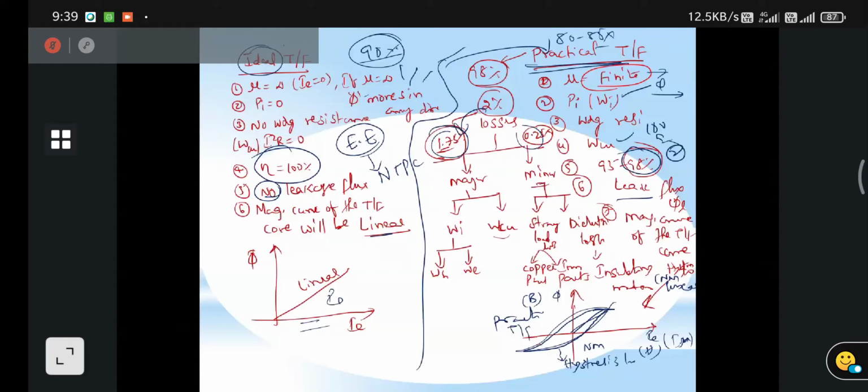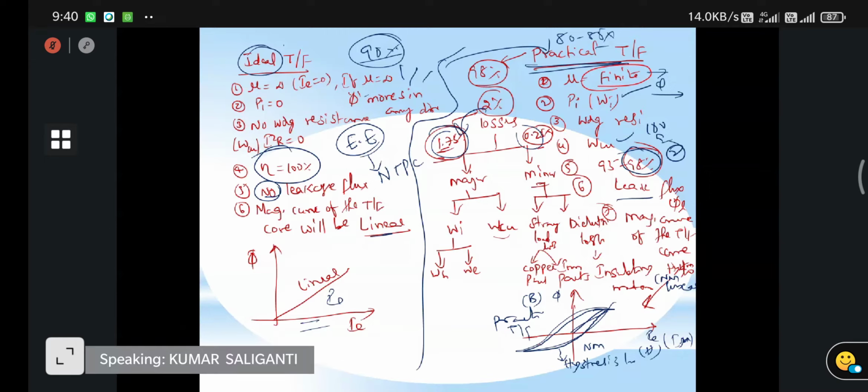Force to drive the flux to flow in that core. So the iron losses in that core are 0 here. Now, there is no winding resistance, thereby the copper losses are 0. So if the losses are 0, there is no effect on efficiency. That's why the efficiency of this ideal transformer is 100% here.